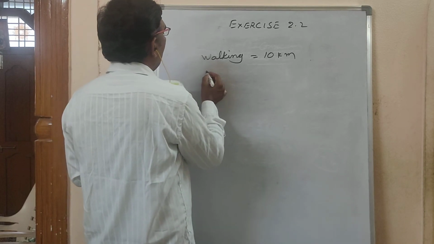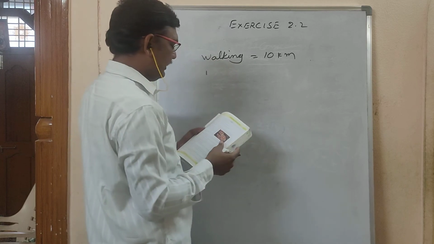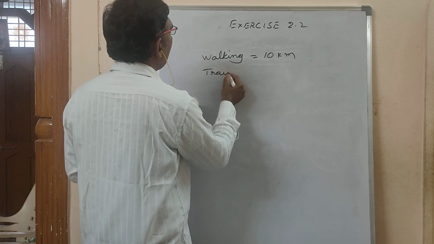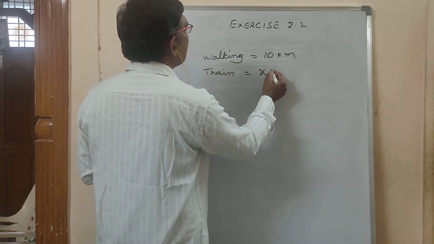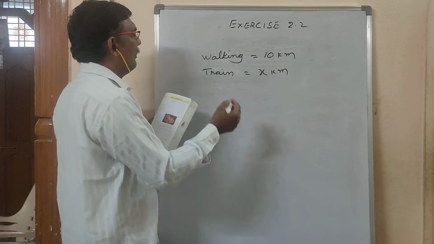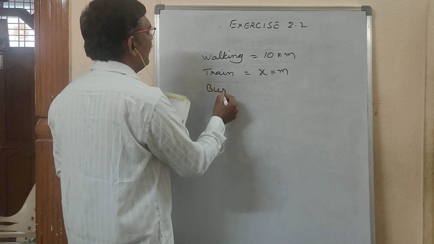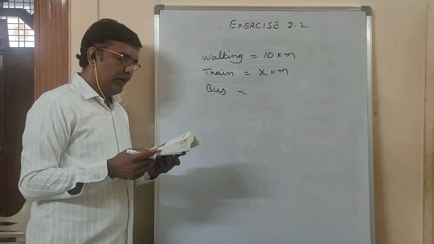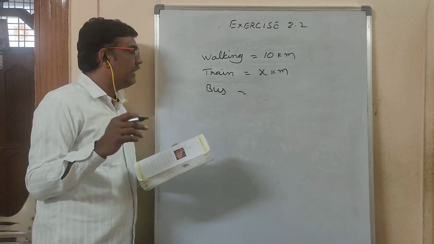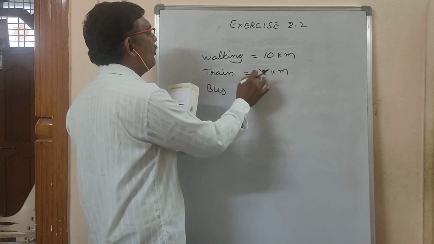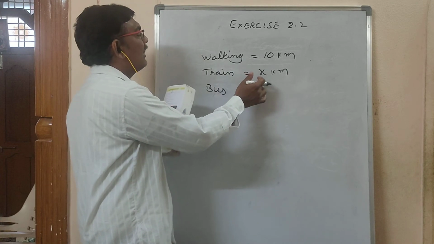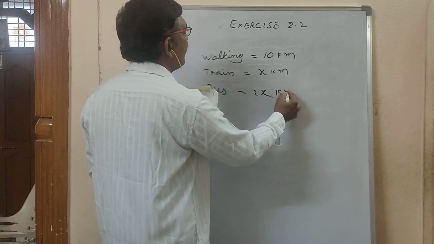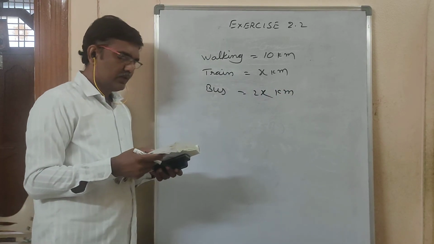So, by train means distance travelled by man by train, x kilometers if you assume. But by bus he travelled twice the distance. What he said is by bus as far as twice by the train. On train how many kilometers he travelled? Twice the kilometers he travelled by bus. 2x kilometers. Twice means 2 into that one.